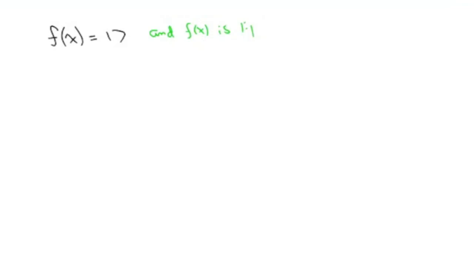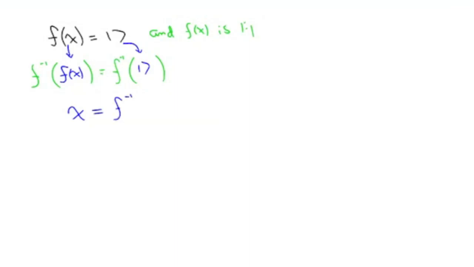What happens if I run f inverse into f? Oh, it equals x. They kind of cancel out, right? So I'm going to apply the inverse function to both sides. It's totally legal. Whatever you do to the left, you do the same thing to the right. This technically only works if you have one-to-one functions. What goes in this side? f of x. What goes in this side? 17. When f inverse runs into f of x, the answer pops out as x. So x is equal to f inverse of 17.